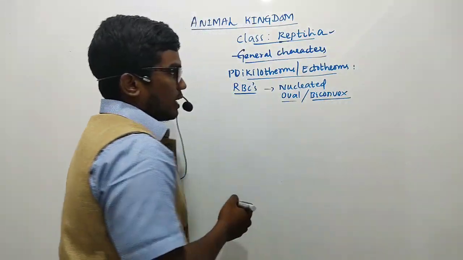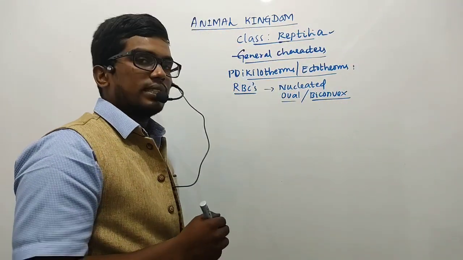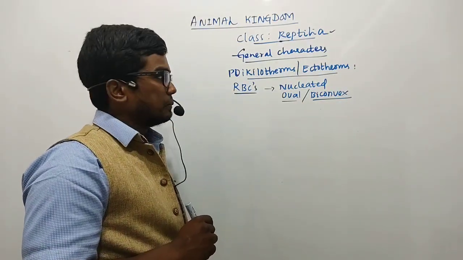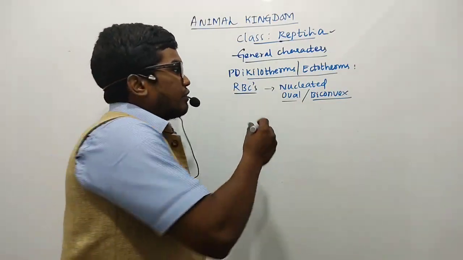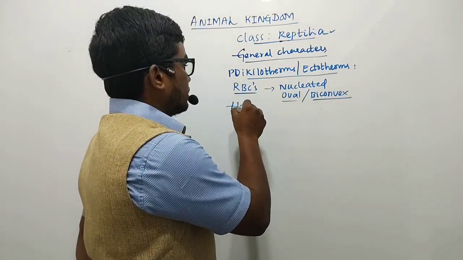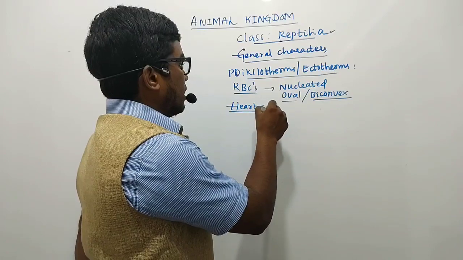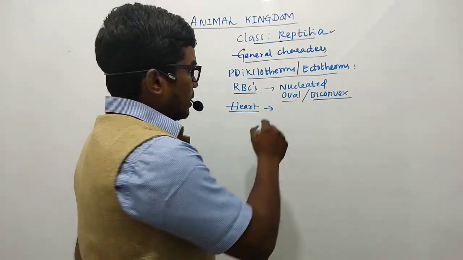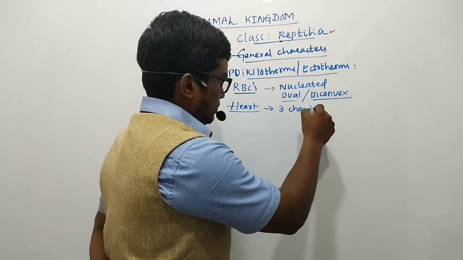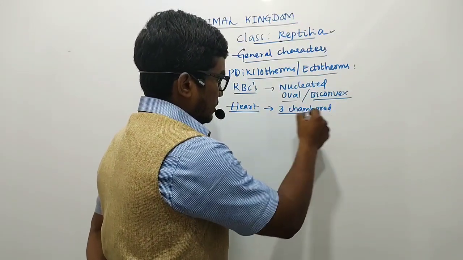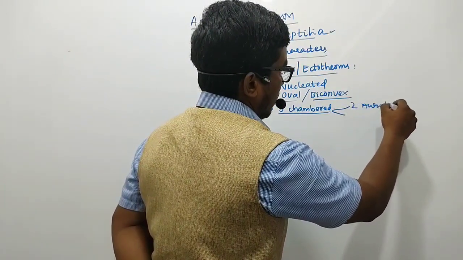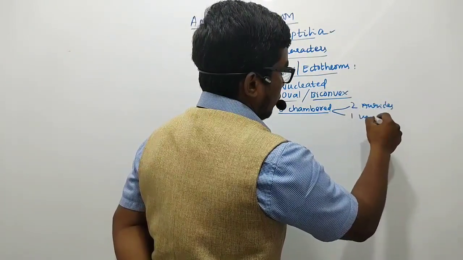See, biconvex already we know, towards both the ends it is convex. Then, apart from that, let us move on to the circulatory system, which is the heart. It is three-chambered. It has two auricles and one ventricle.